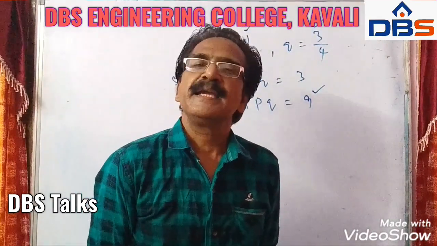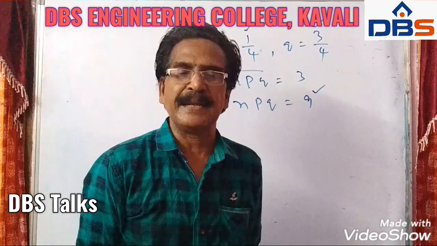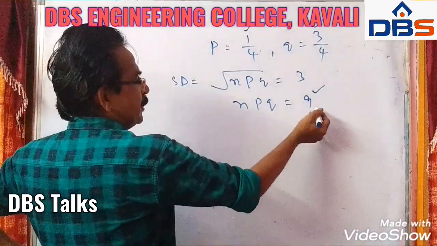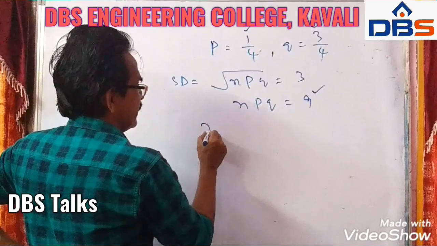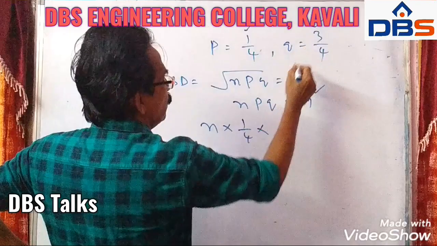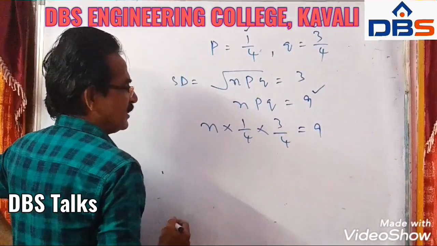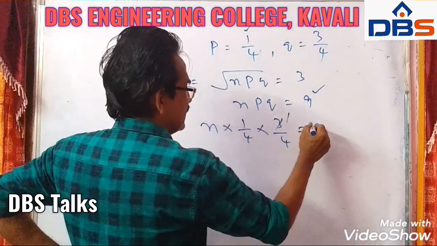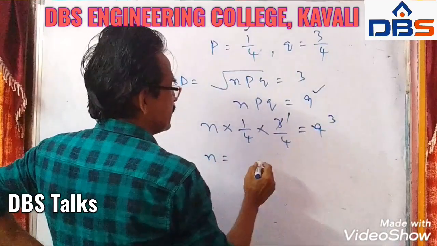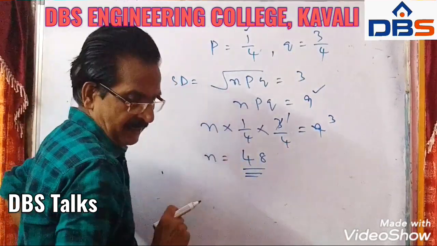Mean is equal to np. So we should know n. npq is equal to 9, friends. n into p, 1 by 4, into q, 3 by 4, is equal to 9. 3 ones, 3 threes. n is equal to 4 fours 16, 16 threes 48. n is equal to 48.